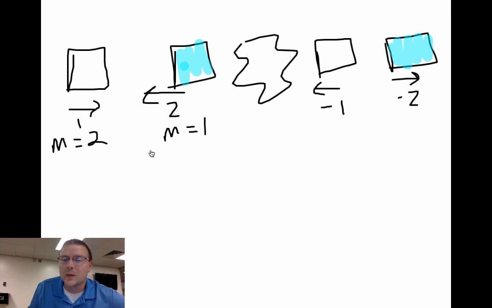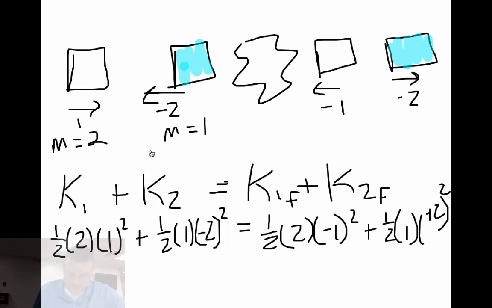Okay, so we saw that the momentum was conserved. Let's prove that it is an elastic collision by conserving energy. All we have to do is add up their kinetic energies. So here are my energies before and after the collision. You can see on the left side I have my kinetic energy of both objects before, and on the right I have my kinetic energy of both on the back end.